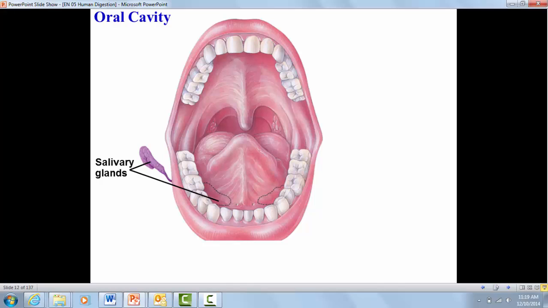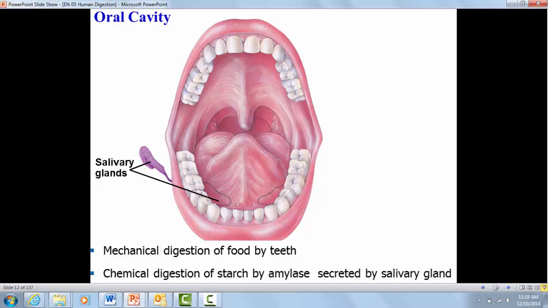As you can tell, labeled on the left are the salivary glands. This is where the secretion of enzymes is occurring. So mechanical digestion of the food is occurring because the teeth are chewing up that food, and chemical digestion of starch, like we talked about in class, is occurring because the amylase is breaking apart that starch into our favorite molecule, glucose, or sugar.